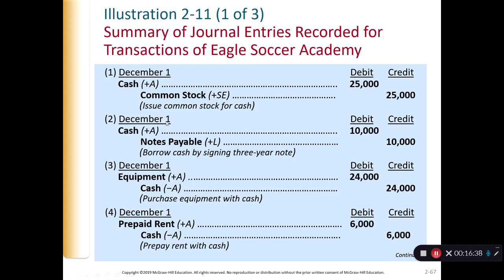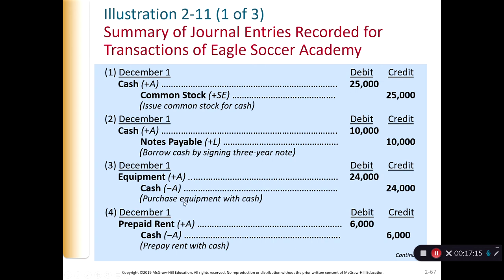And on December 1st, it also borrowed money from the bank, hence it's incurring a note payable, which is a liability account, and also receiving cash for 10,000. Hence we debit cash and we credit the liability increase. And then the same day, the academy buys equipment using cash. Hence we debit the equipment as asset increase, and we credit cash for 24,000 because cash decreased.